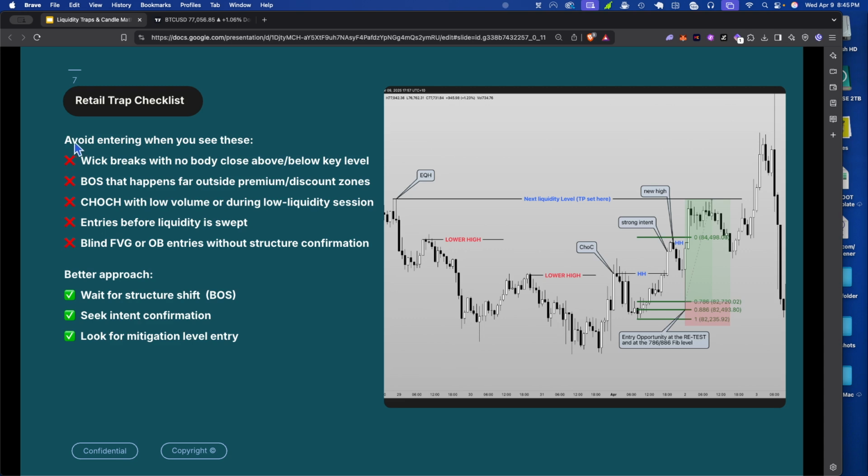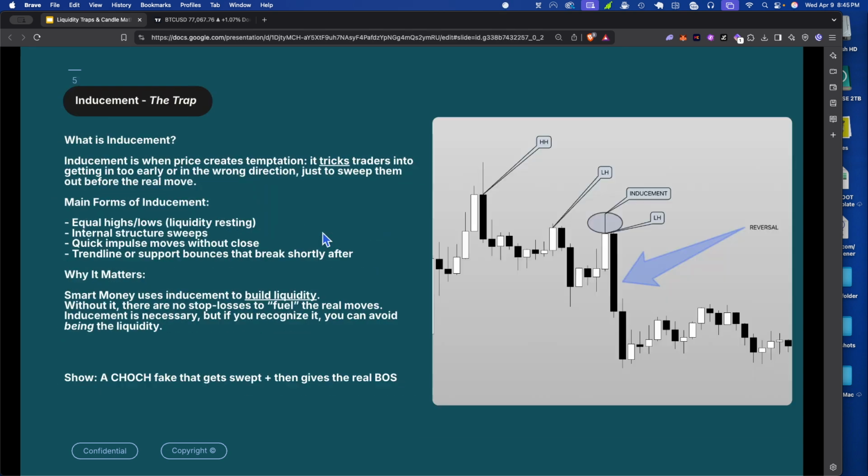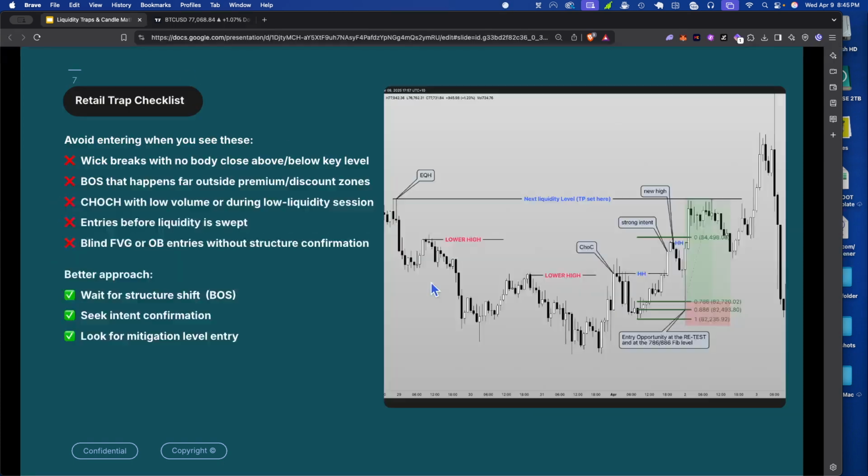So avoid entering when you see wicks, breaks with no body, and a close above or below the key level. Again, this was a great example. You don't enter here, right? You just don't do that.